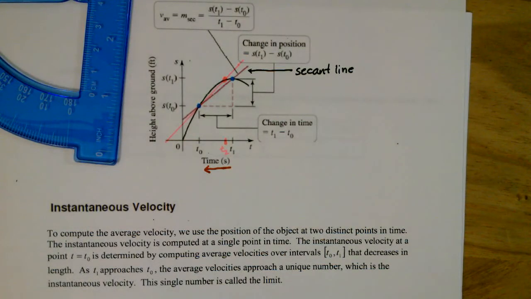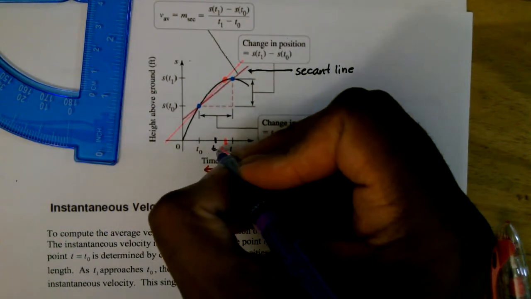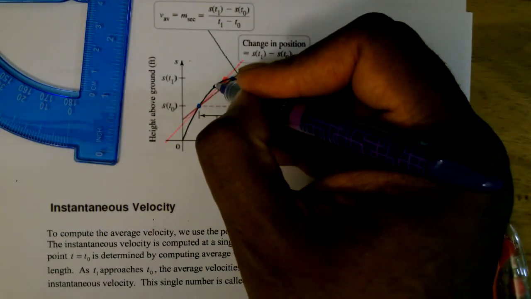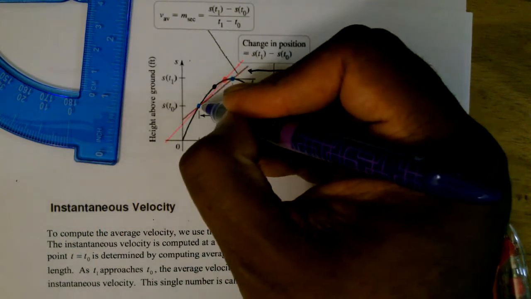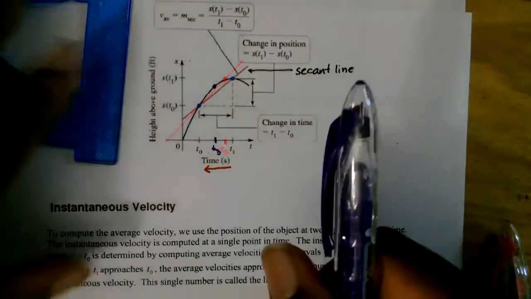And I keep drawing secant lines until I get closer and closer to T sub 0. So like, let's say another point here, that'd be T sub 3. The point on that curve for T sub 3 will land right here. And if I connect that point to T sub 0.